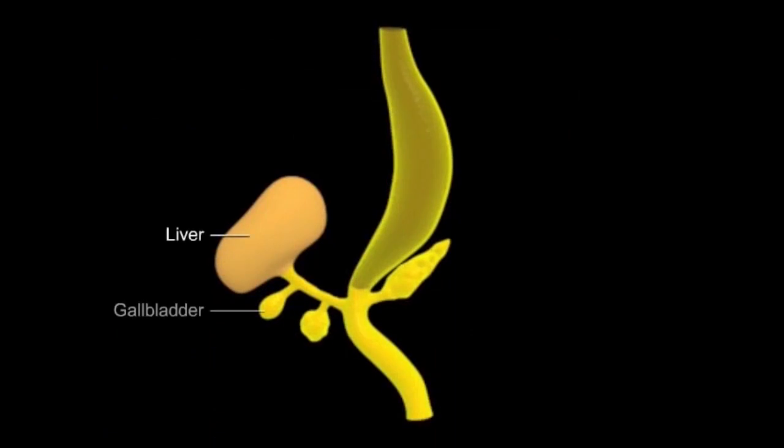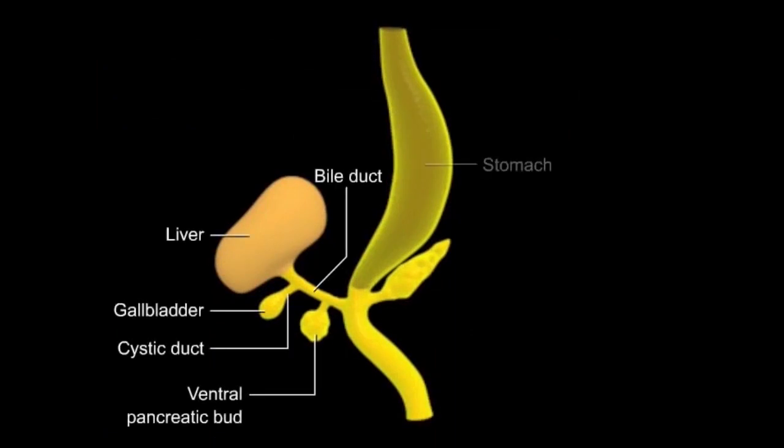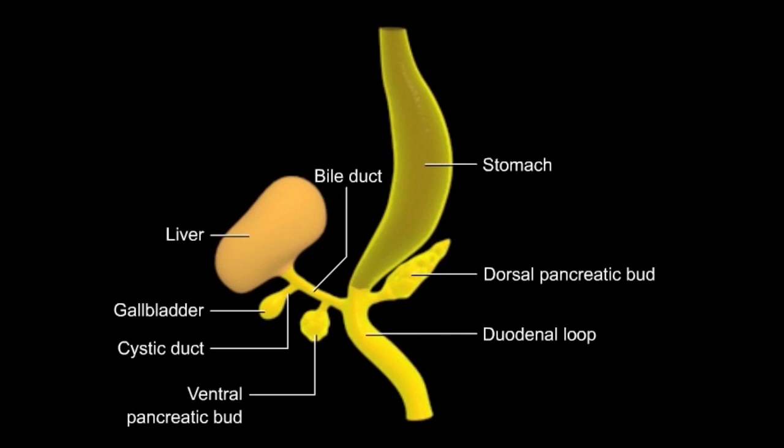The stalk of the hepatic diverticulum becomes the cystic duct. Observe how it joins the hepatic duct to form the bile duct, which connects the gallbladder to the developing duodenum. The pancreas develops from 2 pancreatic buds, located between layers of mesentery. The dorsal bud appears first, and at a higher level than the ventral bud.